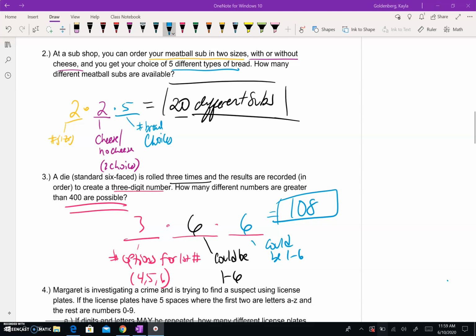Number 2 is pretty straightforward. Number of options for sizes. The cheese or no cheese means that there are 2 choices, right? To choose cheese or not to. 5 options for bread gives you 20 sub-choices.